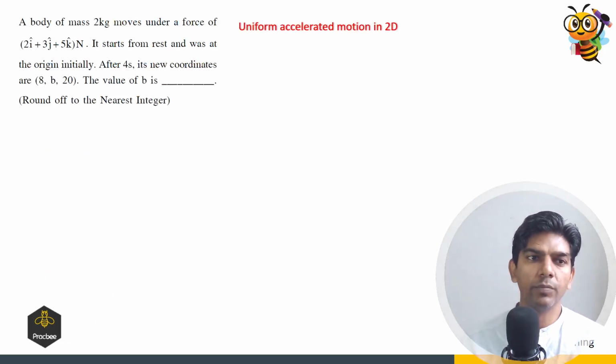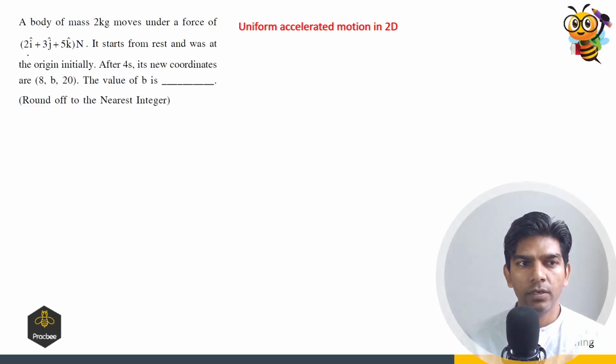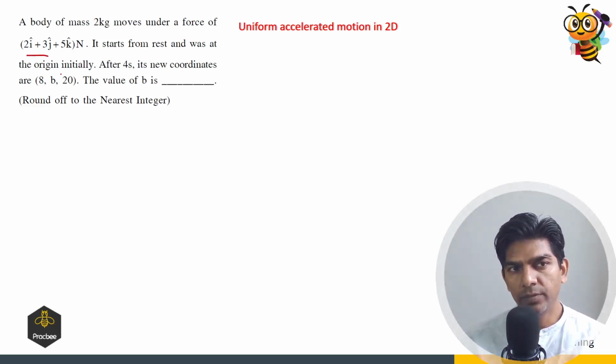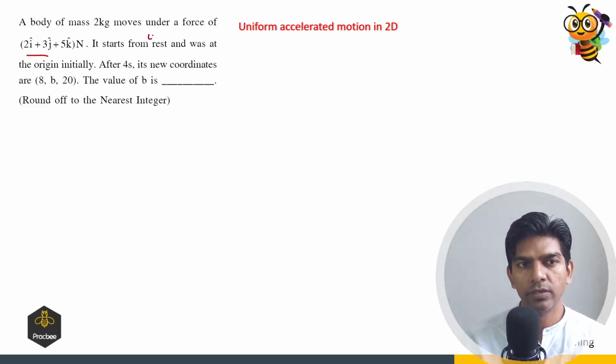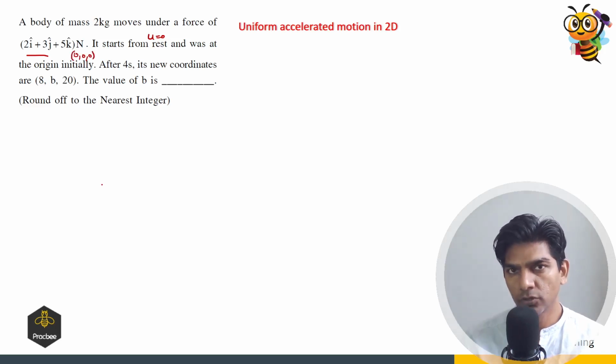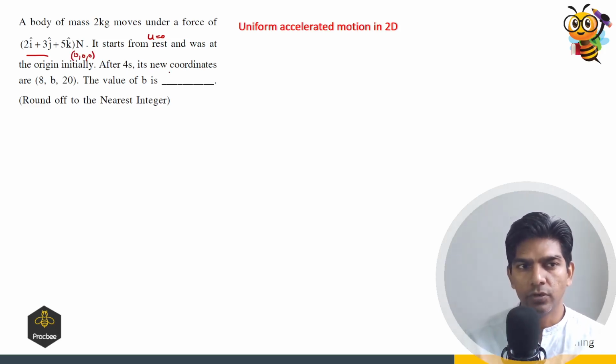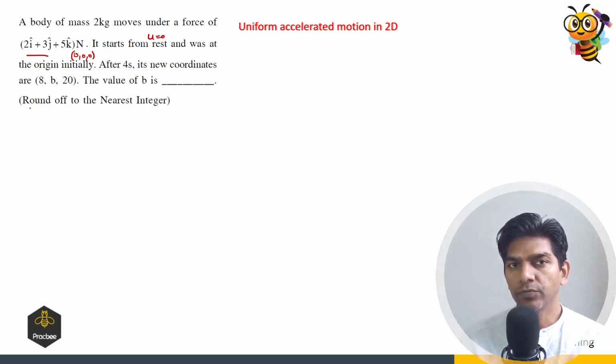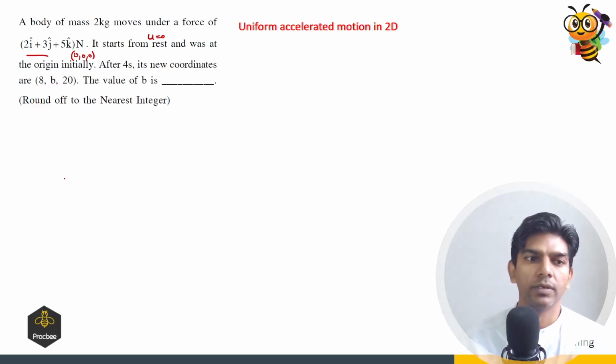Now let us see this question. A body of mass 2 kg moves under a force of 2 i cap plus 3 j cap plus 5 k cap Newton. It starts from rest, so initial velocity is 0, and it was at the origin initially, so the position is 0, 0, 0. After 4 seconds, its new coordinates are 8, b, 20. What is the value of b? So we have to find the value of b. Let us apply equations of motion in the y direction, because b is the y coordinate of its new position.